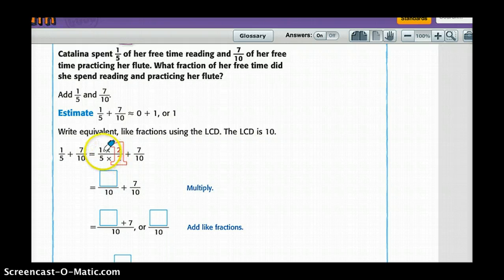So we can multiply 1/5, the numerator and the denominator, by 2 so that we can turn it into a denominator of 10. So 1 times 2 is 2. 5 times 2 is 10. So now we have 2/10, and we don't need to change 7/10 because now they have the same denominator. So we can just add the numerators up now. So 2 plus 7 is 9. So she spends 9/10 of her free time practicing her flute and reading. So it is close to 1, so we were right with our estimate.